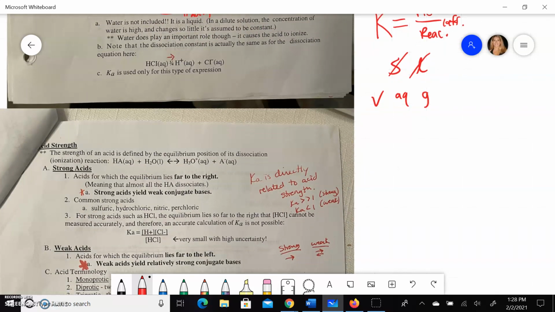So this is just an example right here. I was going to scroll down, but let's just do this example. So you can see that K is equal to the concentration of H plus times the concentration of Cl minus divided by the concentration of HCl.